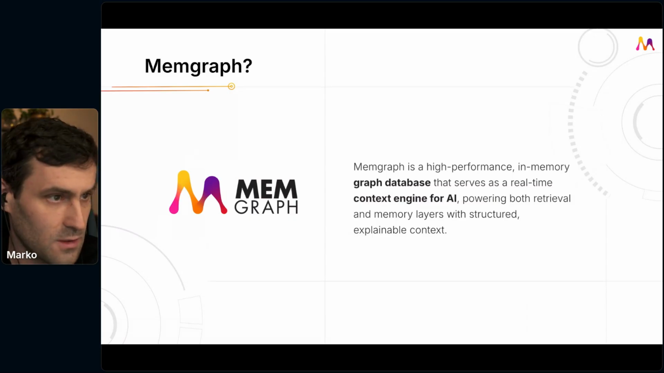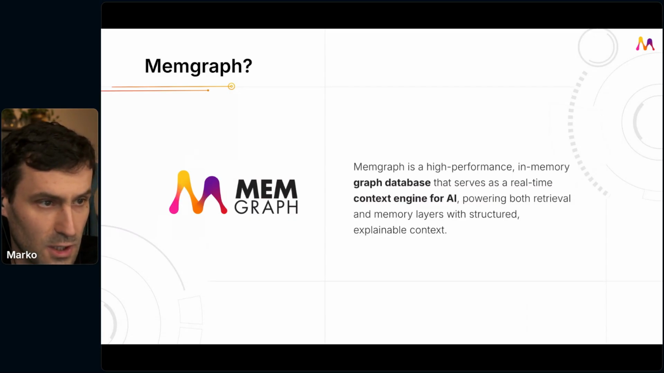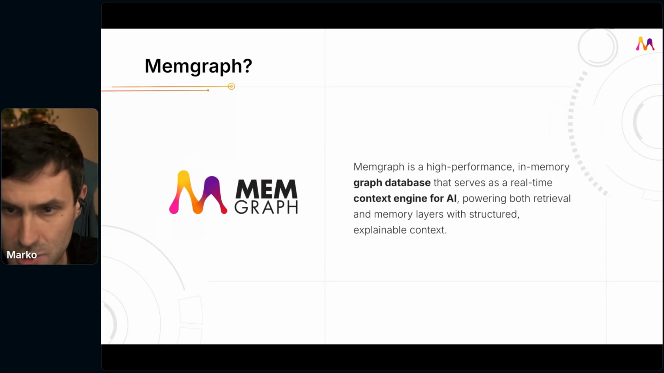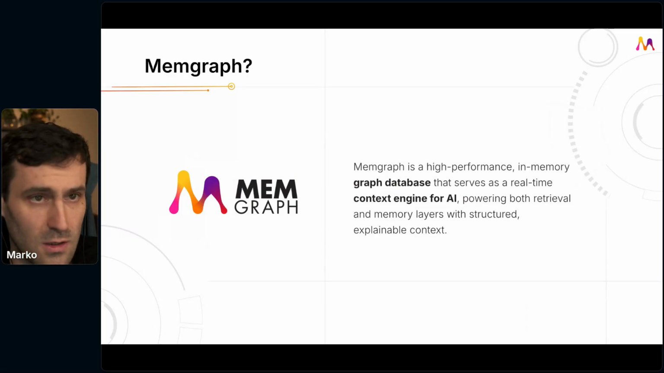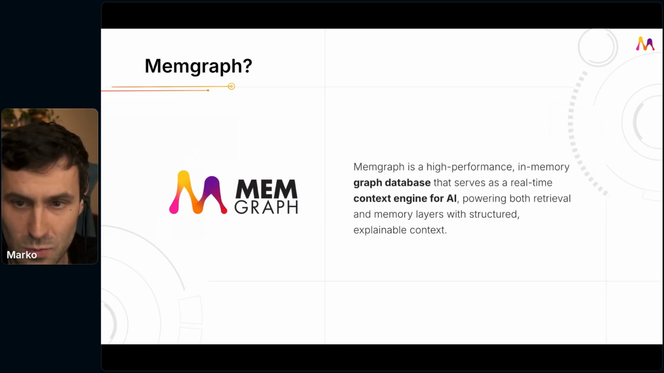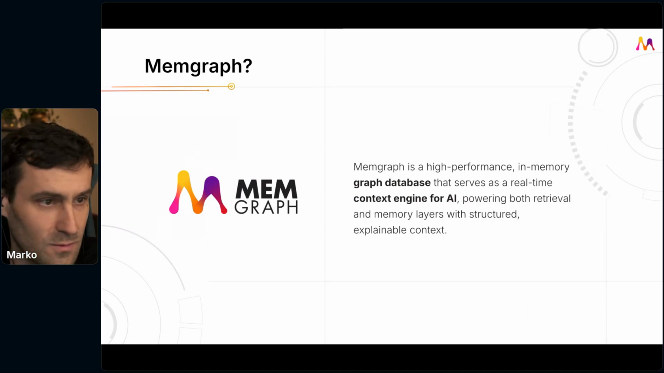Before Atomic GraphRAG, a quick intro about Memgraph. Memgraph is an in-memory high-performance graph database, super optimized as a context engine for AI, both for retrieval and memory layers, with structured and explainable context. We are trying to position Memgraph as an AI context engine, where the idea is to fetch data from various different data sources and figure out the right context for AI.